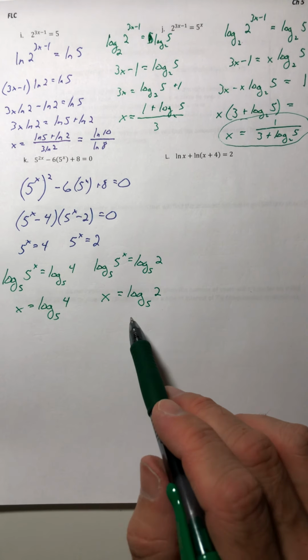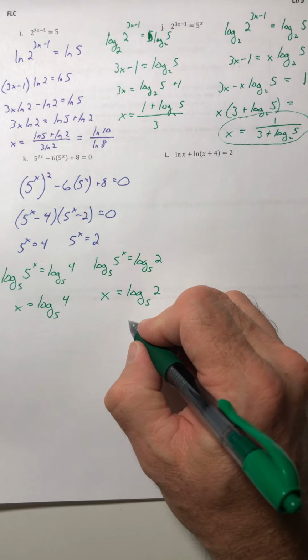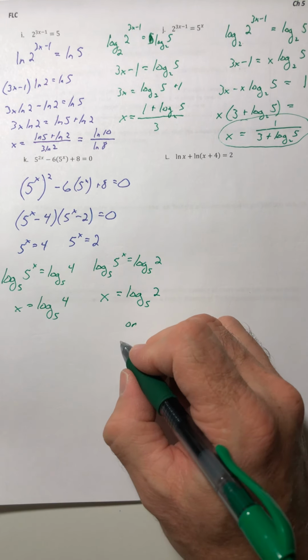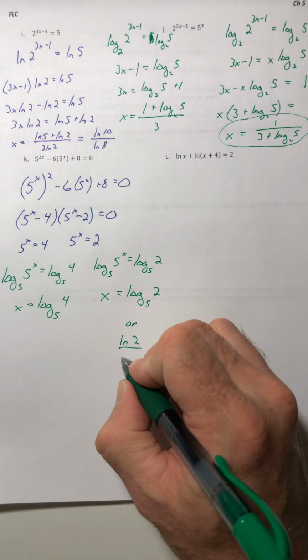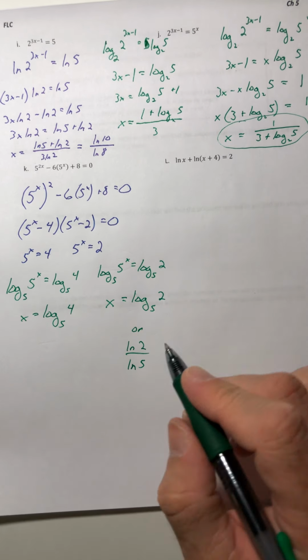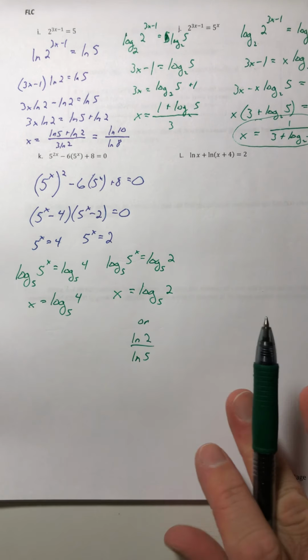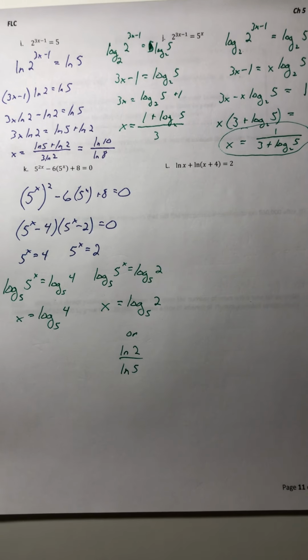But remember, we can use those log properties and convert it or change the base. So that would be ln of 2 over ln of 5, which is what we got in the notes, and something similar with this.